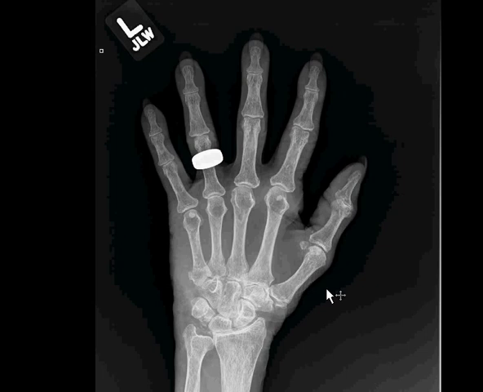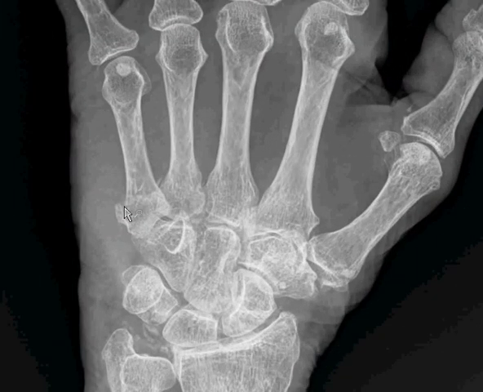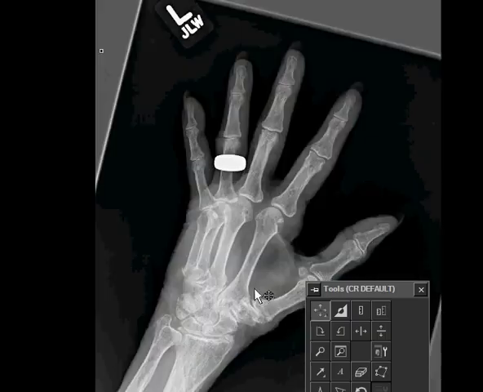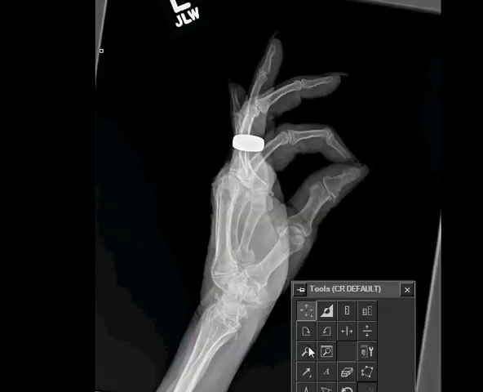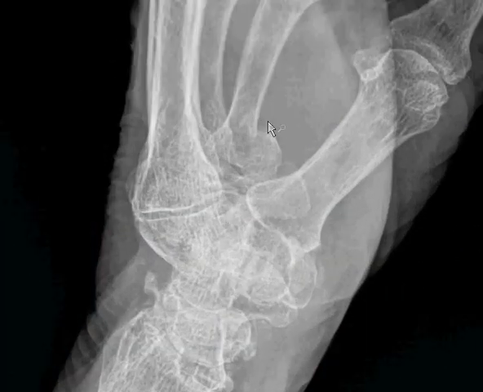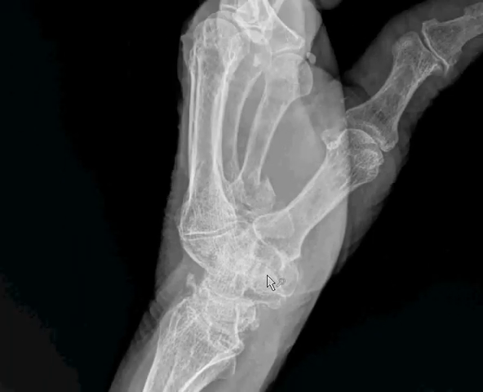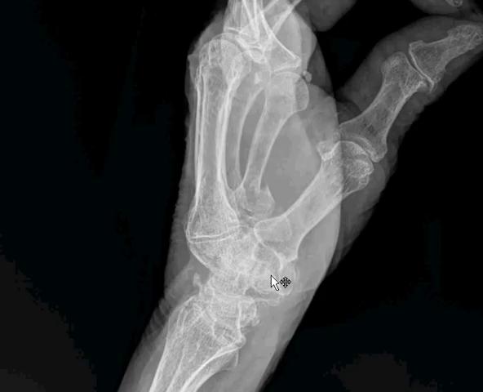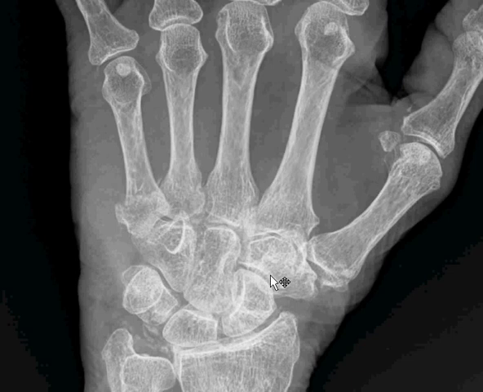But in fact, if you look carefully, there is a little step off here in the base of the fifth metacarpal bone, and on the lateral view, you can see there's a step off. So there's a non-displaced fracture there. And I looked back at the prior study, and sure enough, it was there then too, but it was not called. And I think that the reason it's not called is it's a subtle finding. It's hard to see it, and it would be very helpful if the area of pain was indicated.